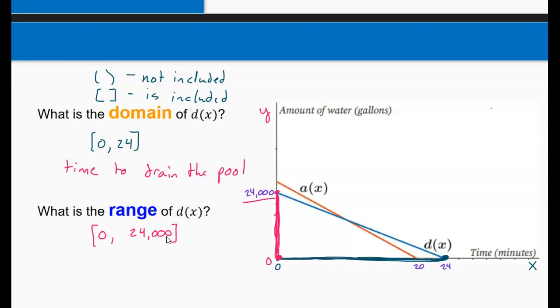And what about 0 to 24,000? What does that mean? Well, this is the y-axis. This is the amount of water in gallons. So this is how much water was in the pool during that time. So it's the amounts of water as the pool drained. 24,000, and we started draining it, and it went down and down and down until it got to 0. So the domain and range also have physical interpretations in this story.